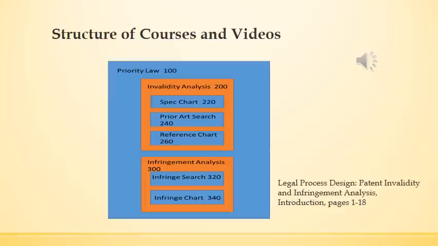But this is important because the order of these takes you through teaching you the law behind all of the processes, which is priority law, and then it takes you through invalidity analysis and then infringement. And so you'll know how to do all this. You'll see the processes and the documents to do all of this. But you have to be thoughtful about when and where to use things.